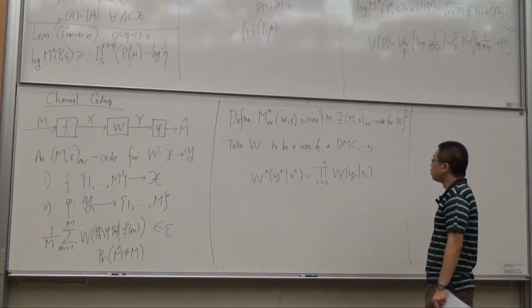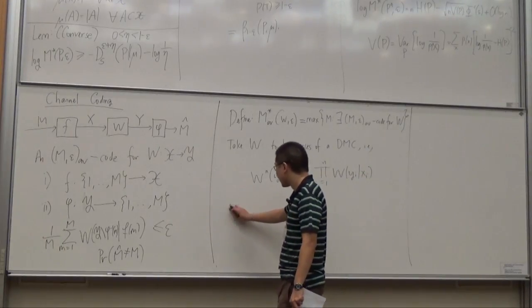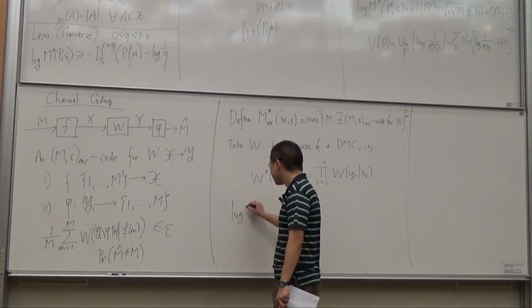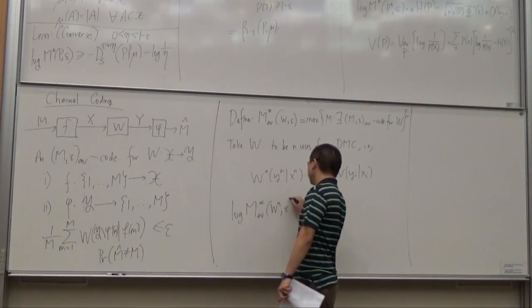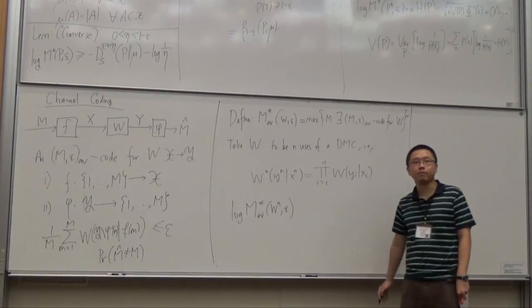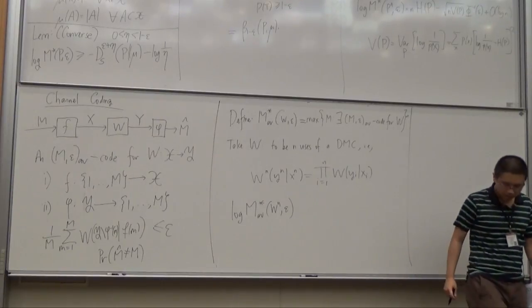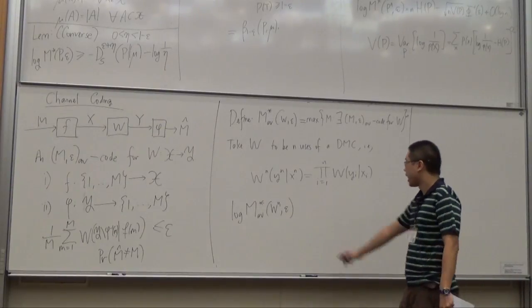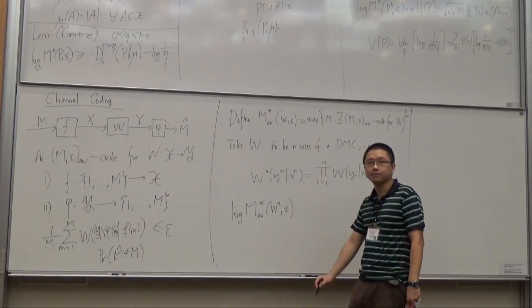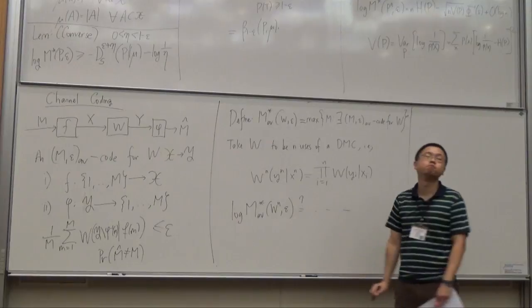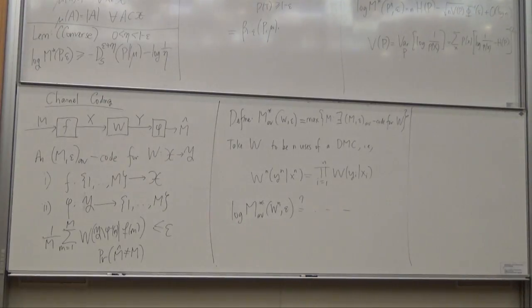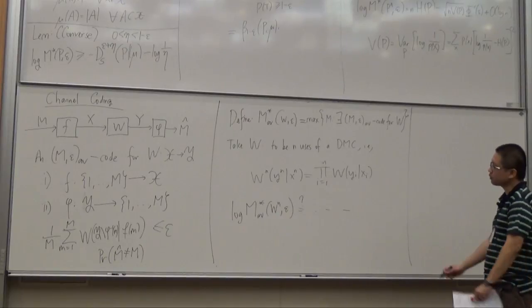So now the question we want to ask is, what is the behavior of log M star of W^n and epsilon? Now the channel is being replaced by one big channel, n uses of a DMC, with error probability epsilon. What is this equal to? That is our object of study for the next 1 hour before we take a break.